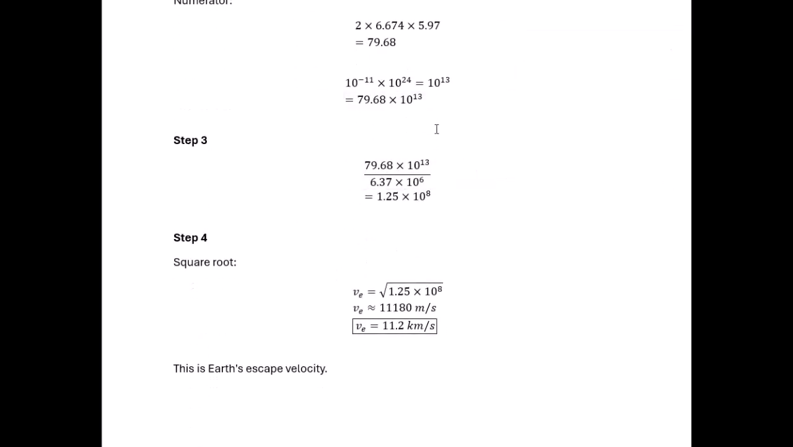After you divide, 6 will be subtracted from 13. It will be 10 raised to power 8. 1.25 into 10 raised to power 8 will be the answer. And after you take the square root, sorry, under root 1.25 into 10 raised to power 8, you will simply get 11,180 meter per second, which is 11.2 kilometer per second, which is the actual escape velocity of the Earth.